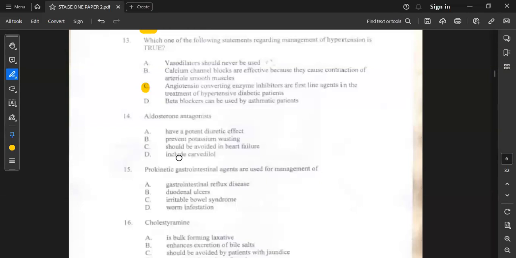Oh wait, before we go to this, which ones are not used by asthmatic patients? Is it the non-selective or selective beta blockers? The non-selective are not used. Okay, thanks.